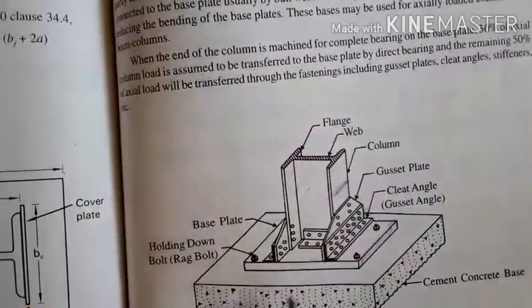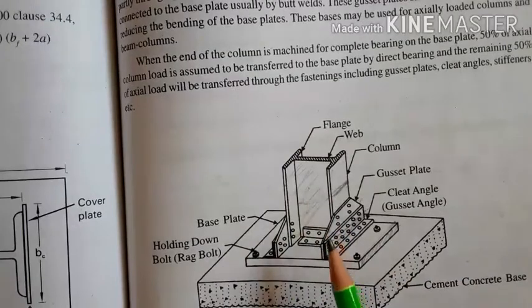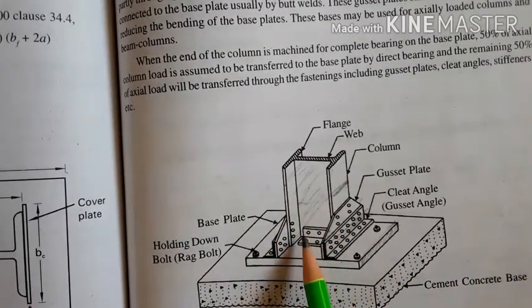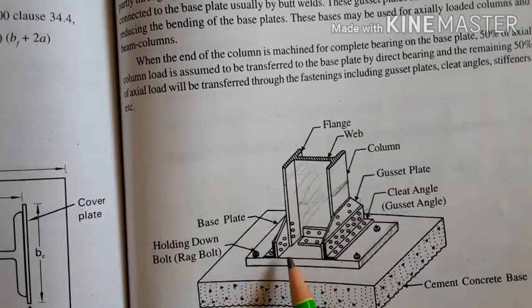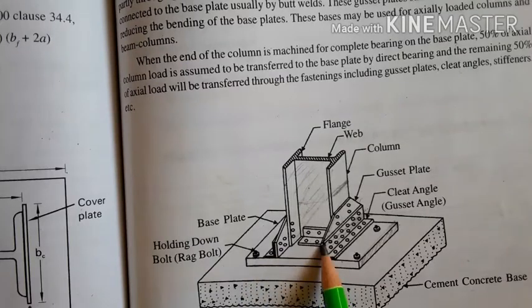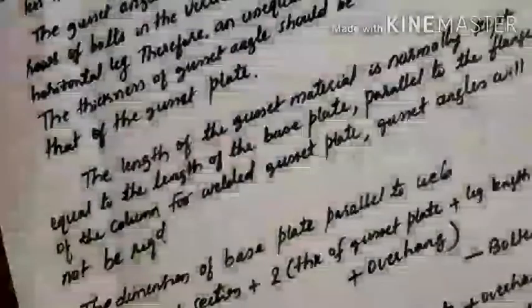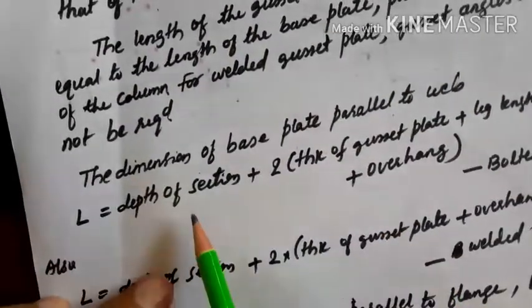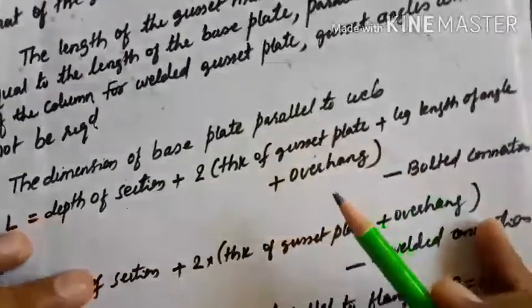Here, how can you calculate? This one is the web of the column. Depth of the section, from here to here, plus 2 into thickness of gusset material, plus 2 into leg length, this one, plus overhang. So here, given the depth of the section plus 2 into thickness of the gusset plate. This is parallel to the web.